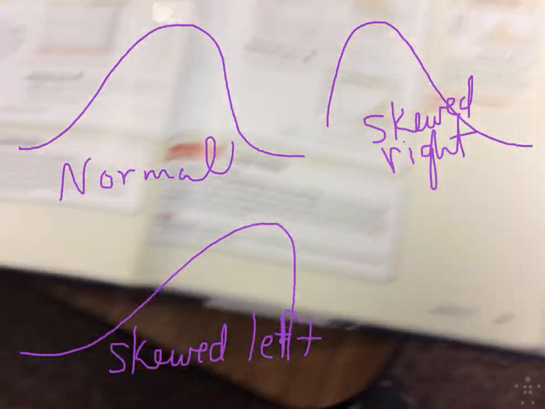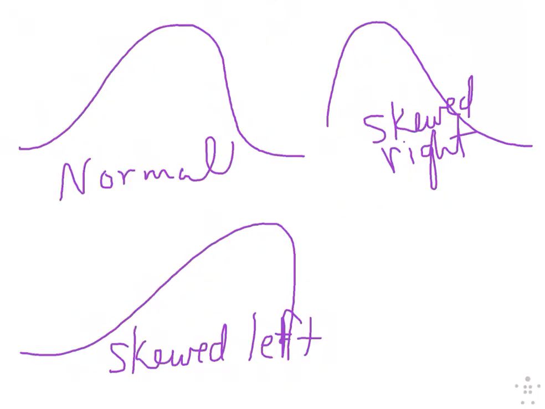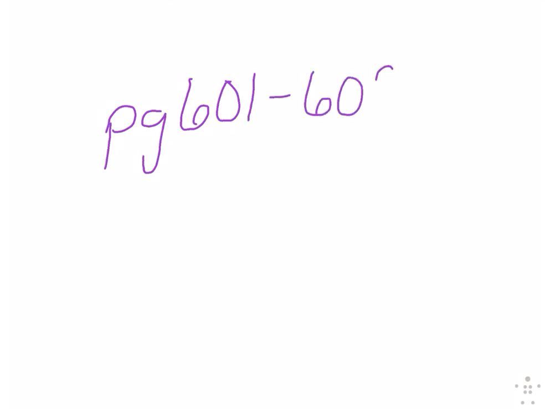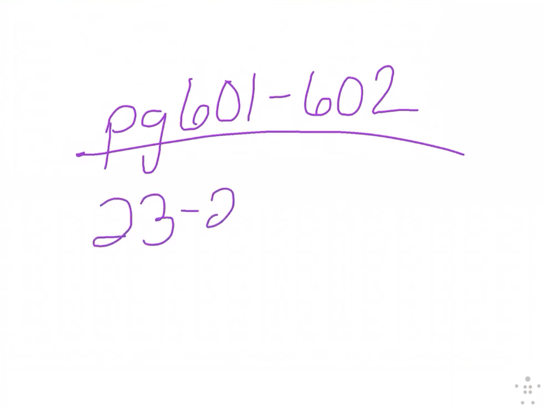Okay? So for that particular part of the assignment, you're going to look at how it compares and which type you think it is. Now, again, this assignment's really small. It's only 6 questions. It's on page 601 to 602. It's 23 to 26, 28, and 29.